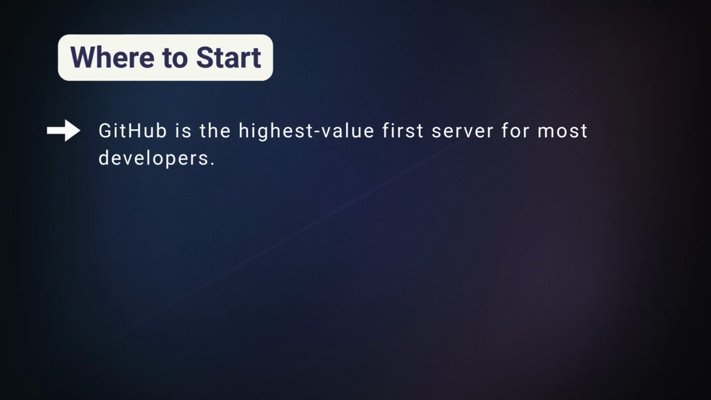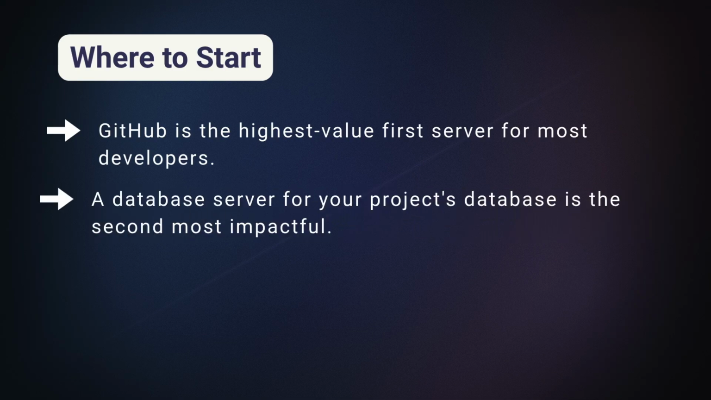If you are setting up MCP for the first time, here is a practical starting point. GitHub is the highest value first server for most developers. Being able to read issues, create issues, list PRs, and check CI status from inside a Gemini session eliminates a significant amount of context switching. A database server for your project database is the second most impactful. Reading the live schema means Gemini generates SQL and migrations that match your actual tables, not approximations.